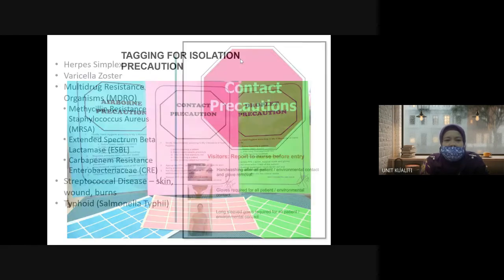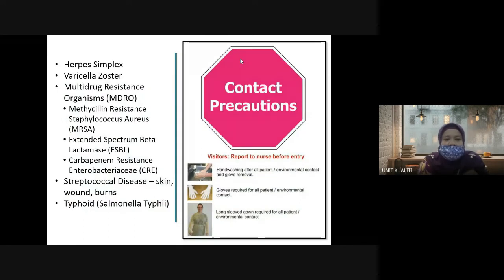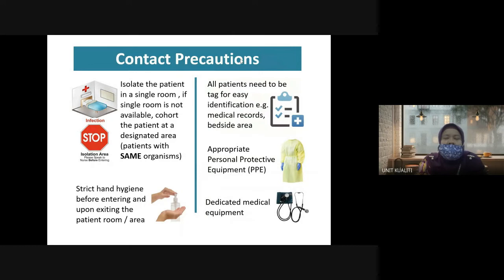Okay, contact precaution. Examples of disease or microorganism that we must apply contact precaution are herpes simplex, varicella zoster, multi-drug resistant organisms (MDRO) such as MRSA, ESBL, CRE, streptococcal disease, skin wound burns, and typhoid, Salmonella typhi. What are the contact precautions that we must apply when we deal with this kind of patient? First, we have to isolate the patient in a single room. If a single room is not available, cohort the patient at a designated area, with patients with the same organism.